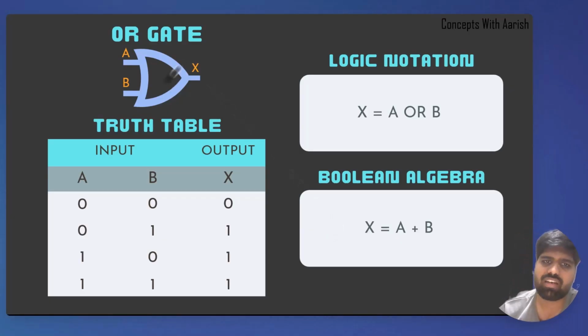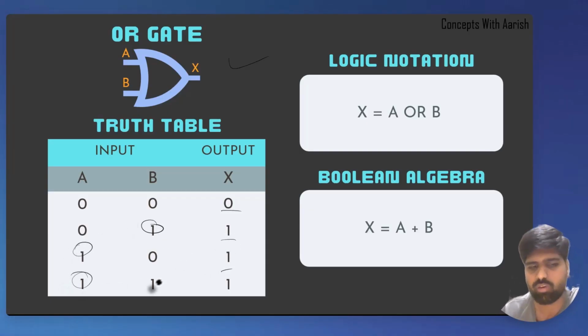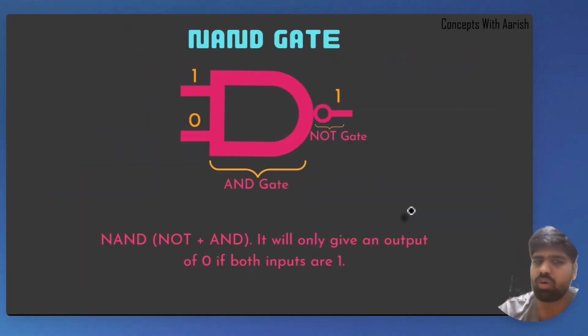Again, in its truth table you will see 0 0 produces 0, but all the other outputs are produced as 1, because one of them is 1, either one or both are 1, that's why it's producing a 1. Again, its logic notation is A or B, and in Boolean algebra form it is represented by a plus sign, so that's how it works.